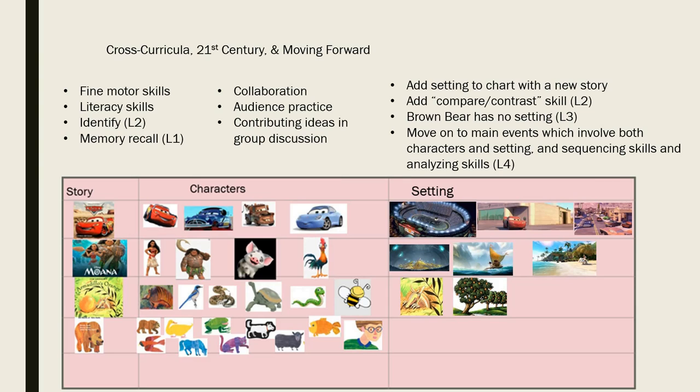We'll add a compare and contrast skill, because as the students read the new story, they will be looking at setting and character. And as we move into the main events component, students will have to identify characters and setting. They'll have to use sequencing skills, and they'll have to analyze the events in the story to determine if they are main, which will be level 4 in Bloom's taxonomy.